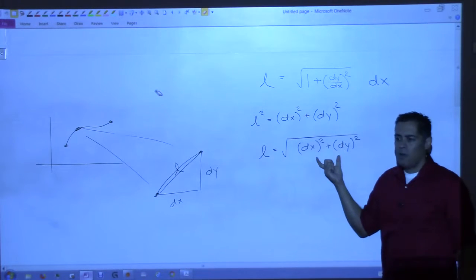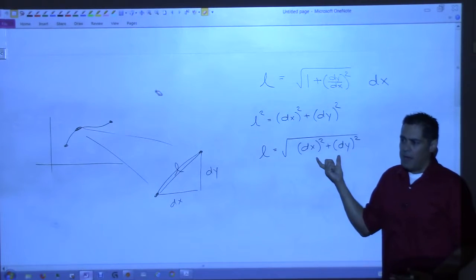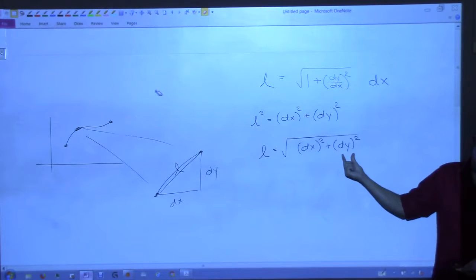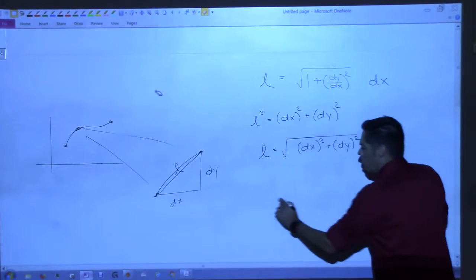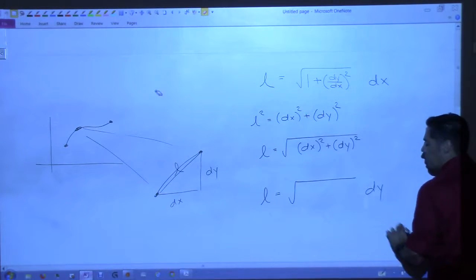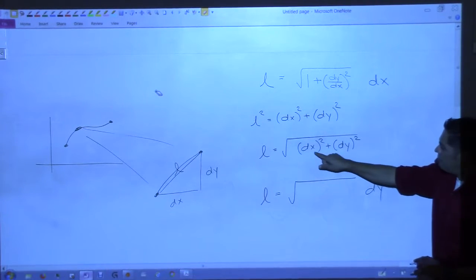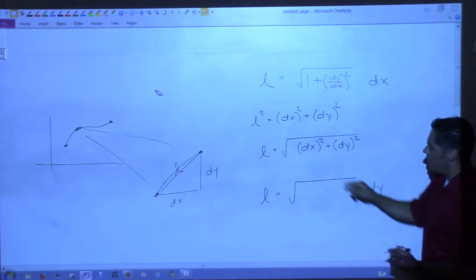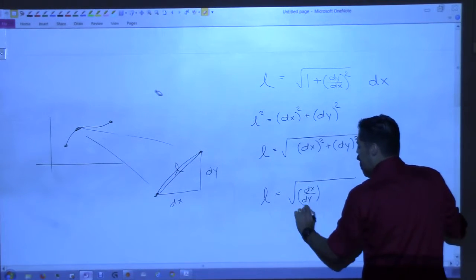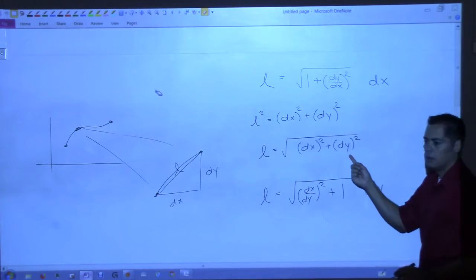I decided to pull out dx squared, but I could have pulled out dy squared instead, right? I mean, why not? So if I pull out dy squared instead, what I'll have is L equals the square root, I'll have a dy out here, and instead of having a 1 here, I'm going to have dx over dy squared and then plus 1 over here.